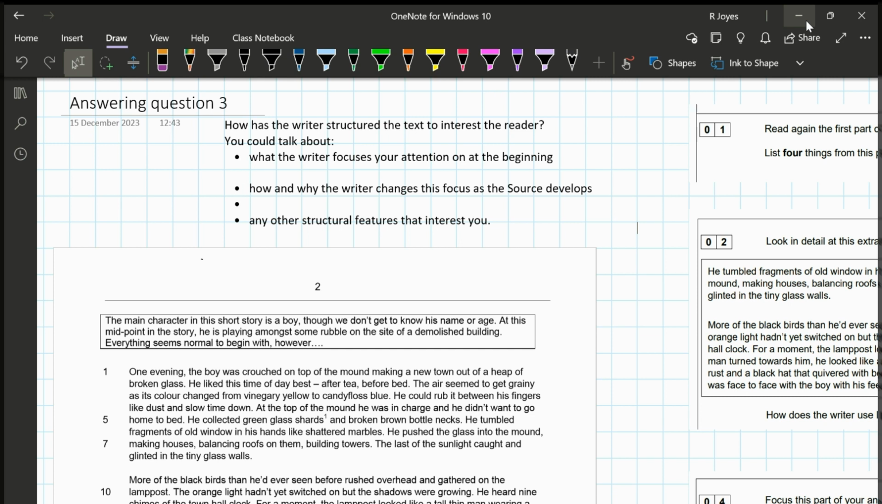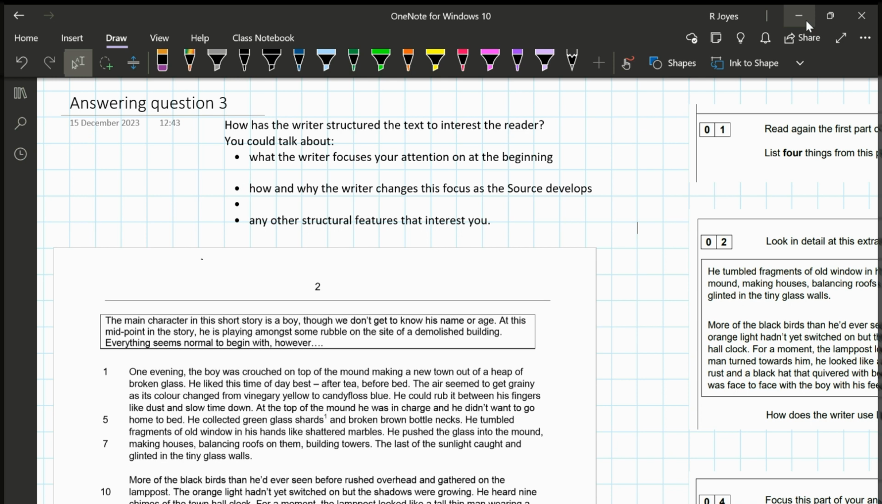So let's take a look at the question itself. How has the writer structured the text to interest the reader? Now, this is the same question every time. The only difference is the extract. The extract I'm looking at today is one of the papers that you have been given on Teams. It is a sample paper called Glass, Dust and Bricks. It's a fantastic story.